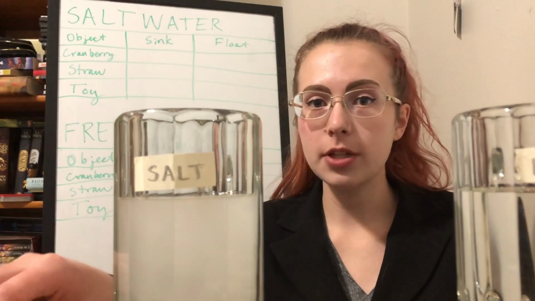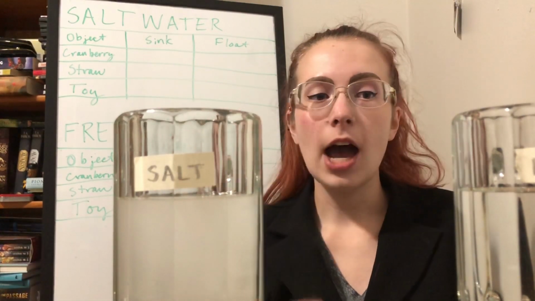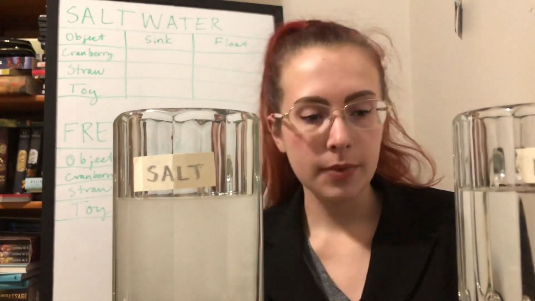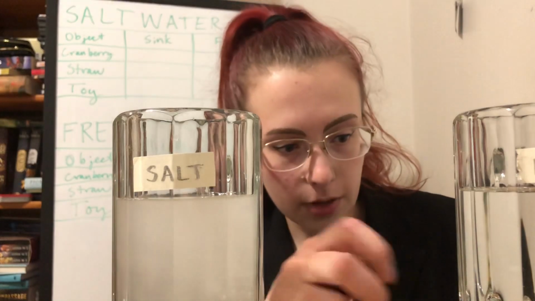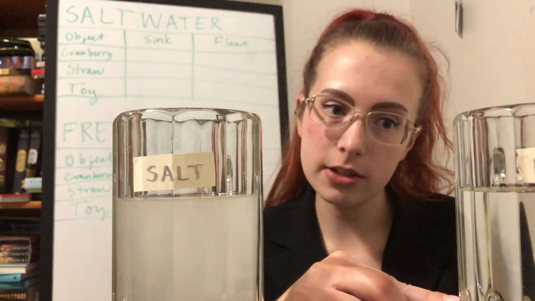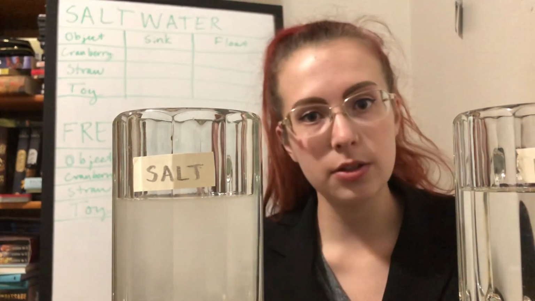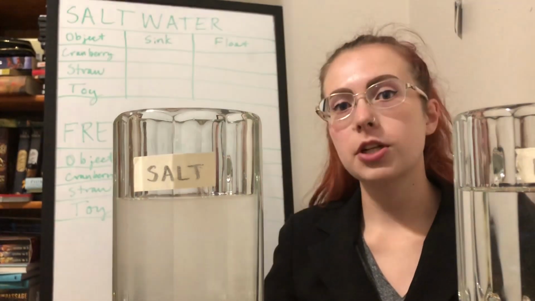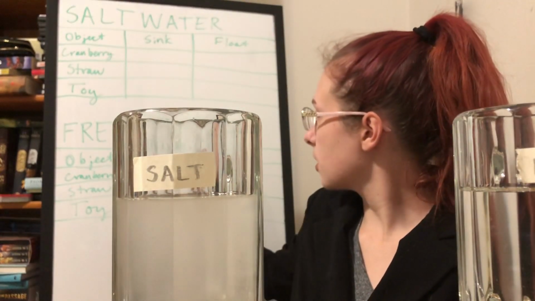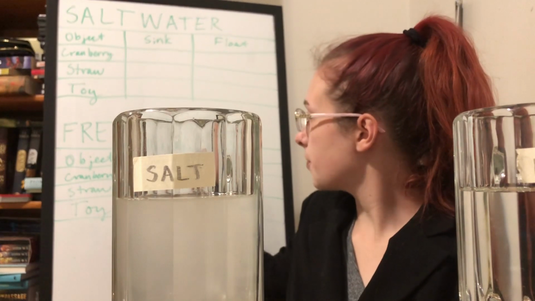So first, I'm going to take our cranberries. I'll put 1 in the fresh water. Let's see, did that sink or did it float? It looks like it sunk to me because the cranberry went all the way to the bottom. So I'm going to turn to our graph here, and I'm going to say that the cranberry sunk.